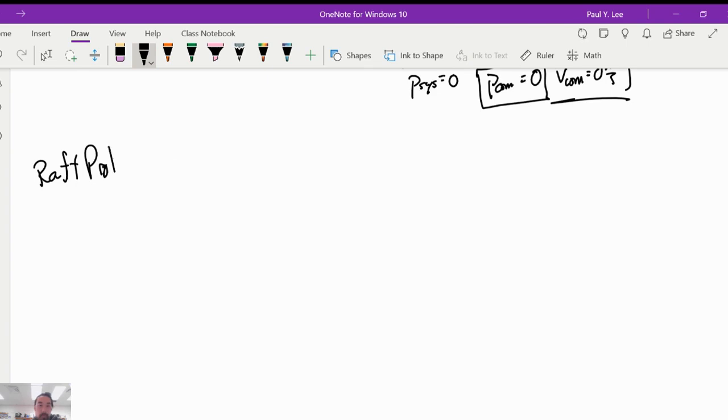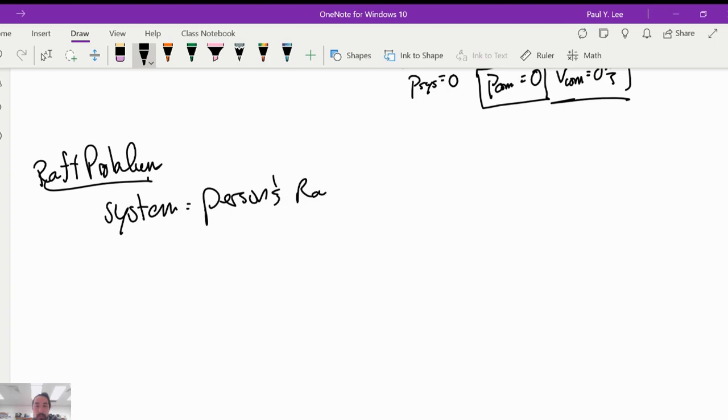The raft problem. So the raft problem, the system is the person and the raft. So if you're taking some good notes here, the key here is that the center of mass of the system will not change. Okay. Now, I'm going to put a little caveat here.